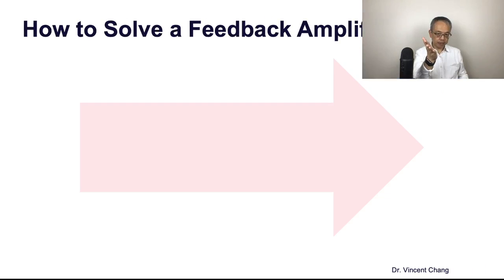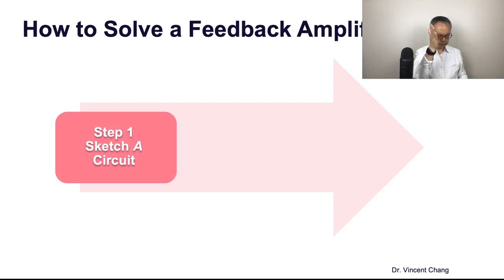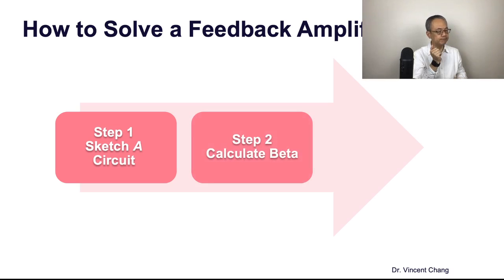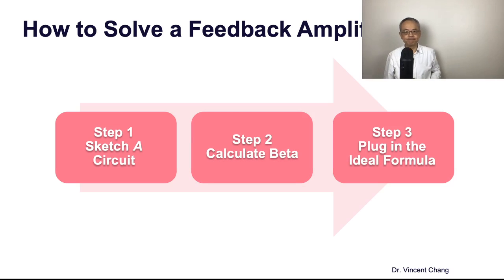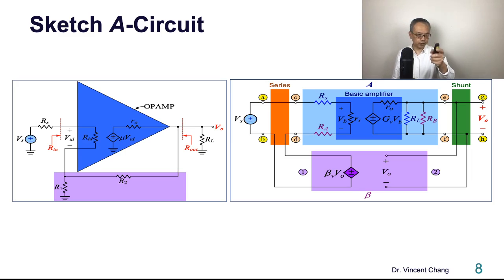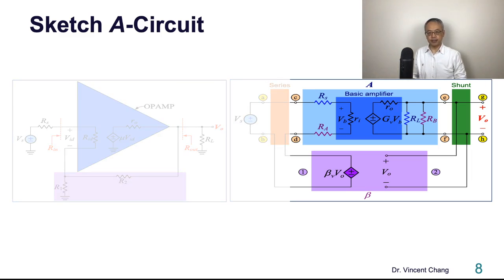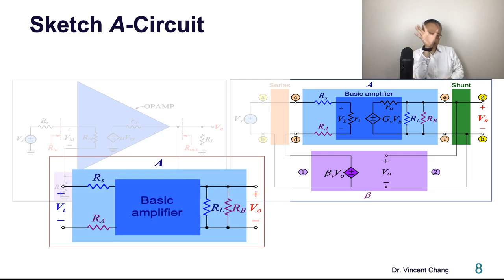So remember the 3 steps. Step 1, the A circuit. Draw an A circuit by yourself. Calculate beta and plug in. Sketch the A circuit. To assist you to easily digest the lecture, I did this on purpose. I just bring back the one I showed you in the previous lecture. Here. And then let me duplicate this as a reference when we sketch the A circuit.